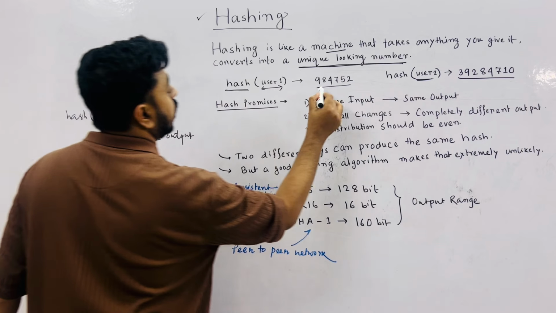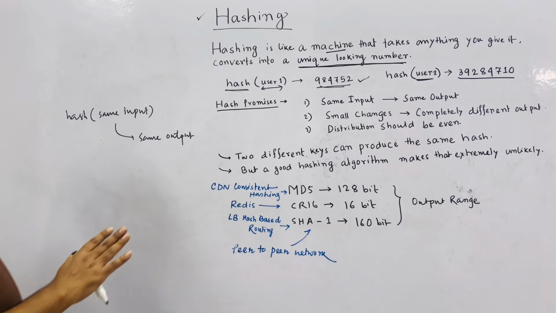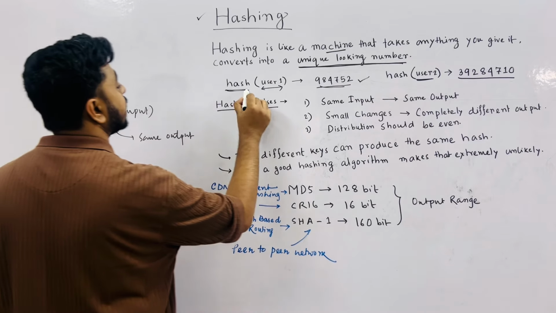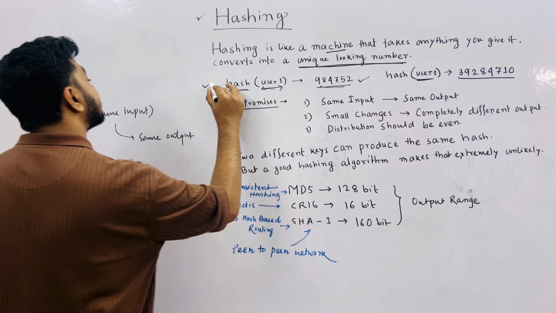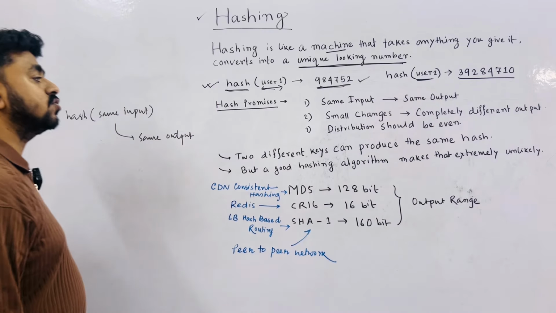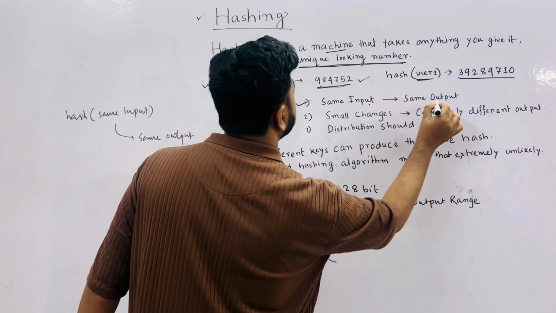If for user 1 the hash output is 984752, that means tomorrow, or after a year, or even after 100 years, if you hash the user using the same hashing algorithm, it will generate the same number. This is what hashing promises. This is the first one: same input, same output.